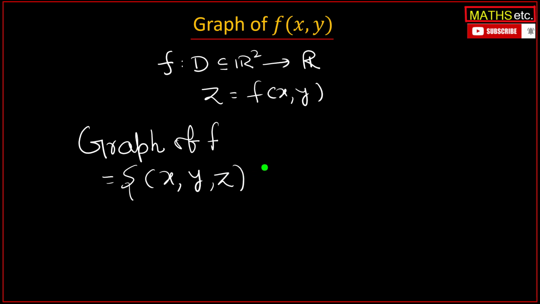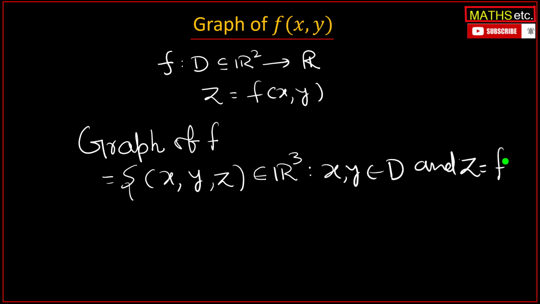And where are these points? These points are lying in space. They are part of three-dimensional space. (x, y) belongs to domain D, where domain D is a subset of xy plane, and z is related to (x, y) by this rule. z is a function of x and y. So this is definition of graph of a function f of two variables.